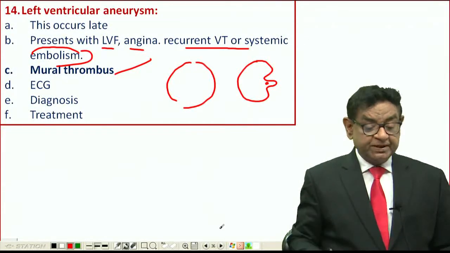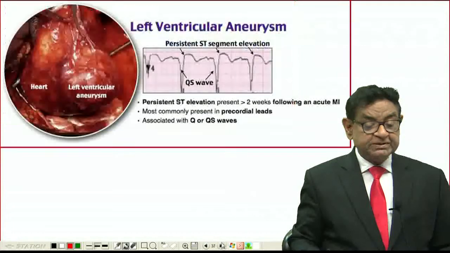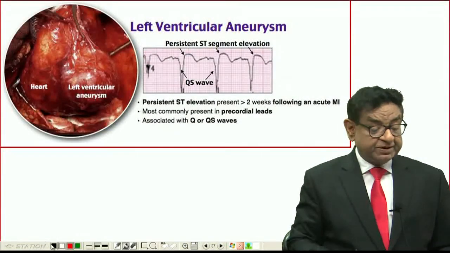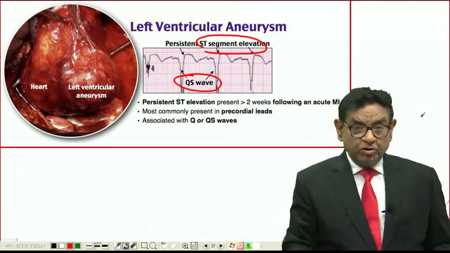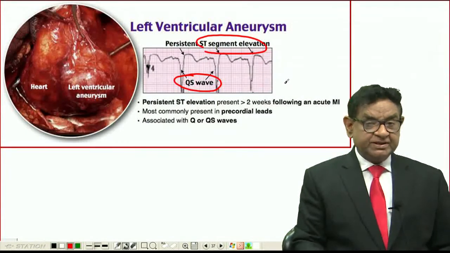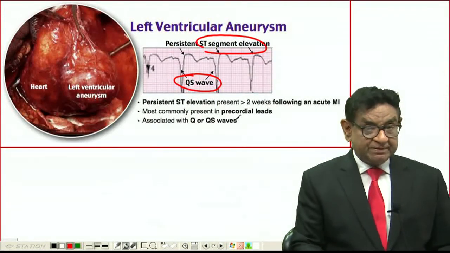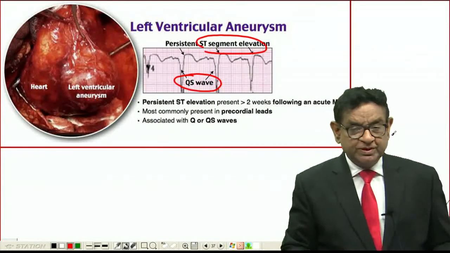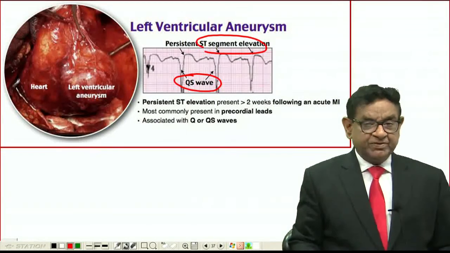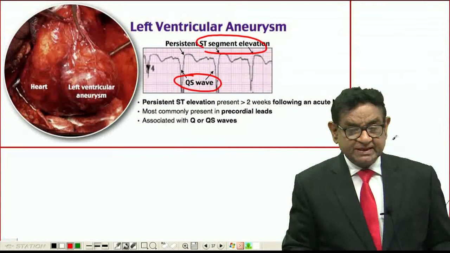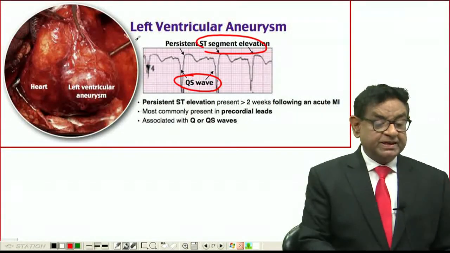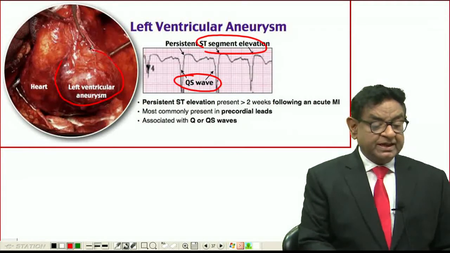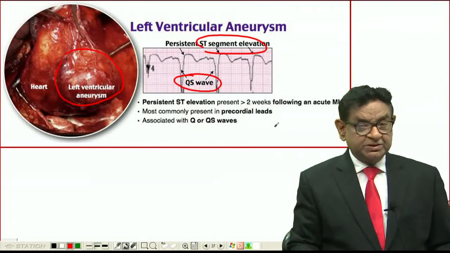In ECG, what do we get? We get persistent ST segment elevation. ST segment elevation with QS wave; that Q wave indicates an old infarct. ST segment normally comes back to normal within a few days after MI. But after many weeks or months, if ST segment is elevated with Q wave, you should always suspect LV aneurysm. As you can see in this photograph, the aneurysm is there.